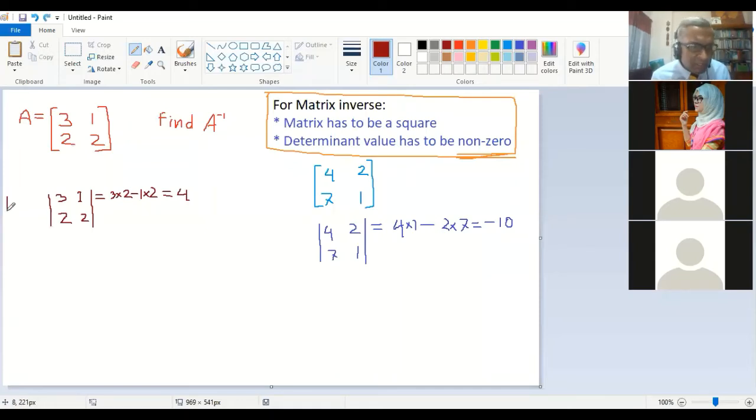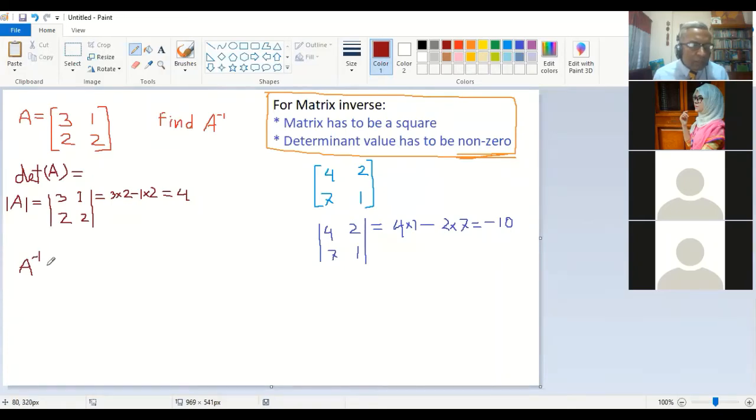Determinant of A is sometimes written like this: determinant, then A. Or another way it can be written is with all small letters, det, then within brackets A, then bracket close. So this is another style of writing the determinant of A. If you write determinant of A equal to determinant of 3 1 2 2, then you find the value, which is 4. So done, 4. Now you will move to the next thing, that is A inverse.